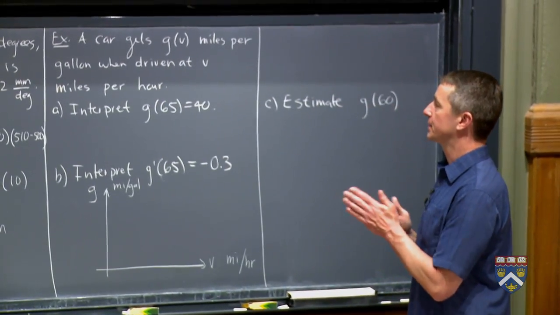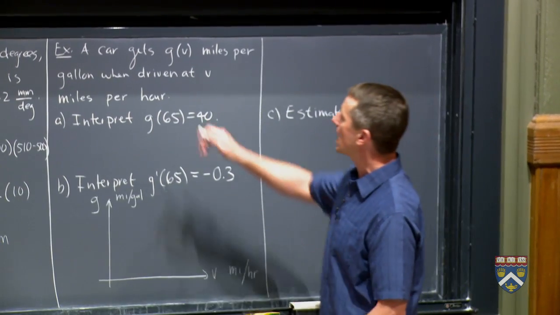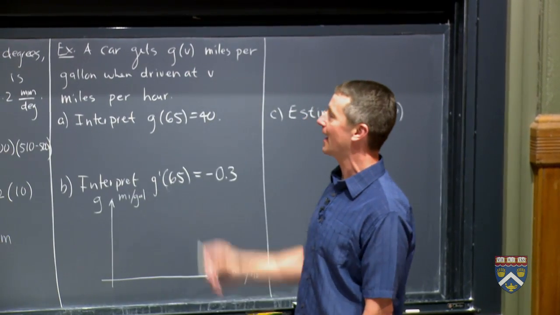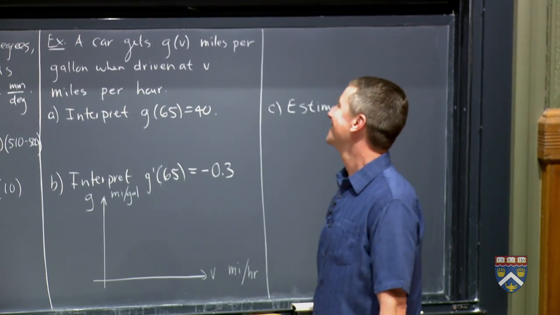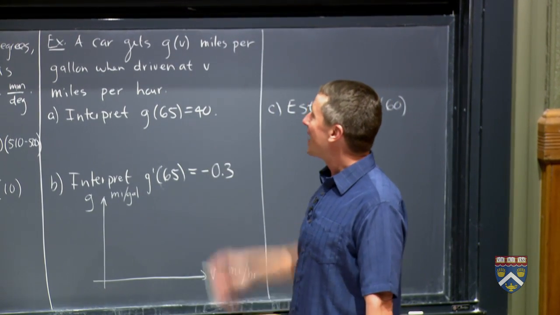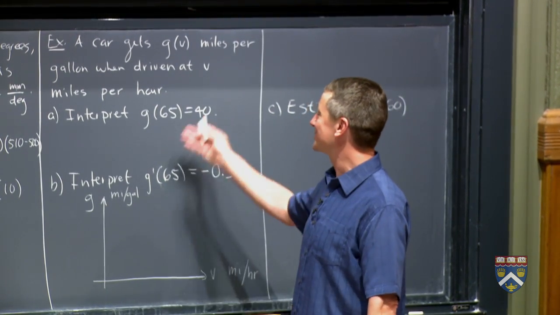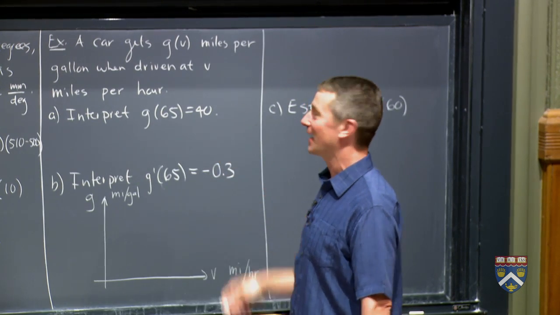Let's try one more to make sure we get the idea. So now we've got a car that gets G of V miles per gallon. Sorry to all of you watching from outside of the United States. When driven at V miles per hour. So we want to interpret what these things mean. G of 65 equals 40.